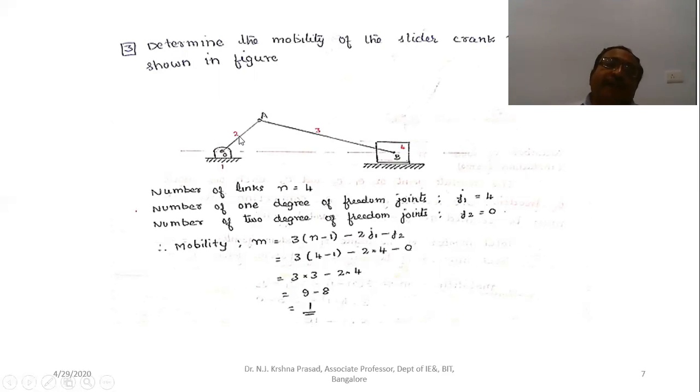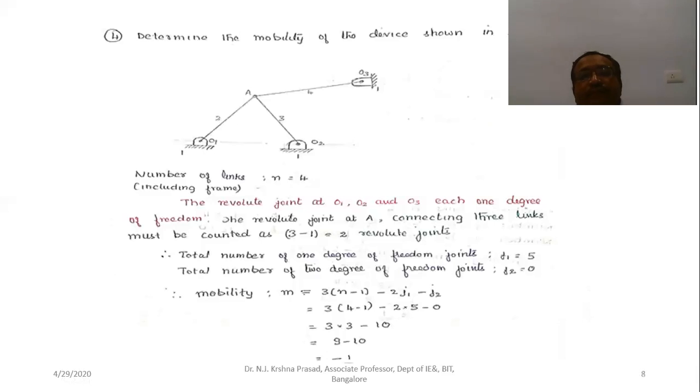So for a particular value of theta, it is possible to determine how much the slider moves in the horizontal direction. So theta is enough to define the mechanism. The conclusion is that the m value is greater than 0, so it is a mechanism with 1 degree of freedom.